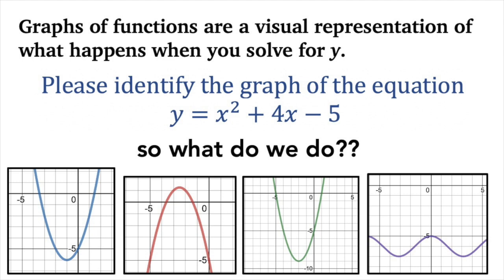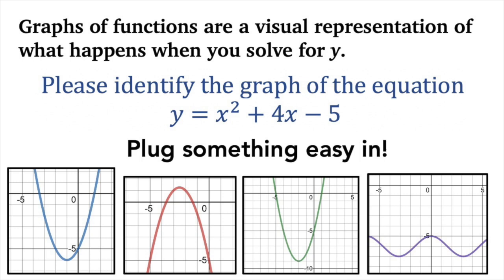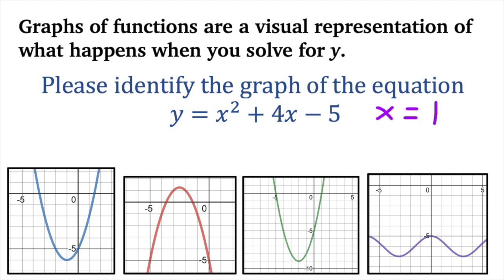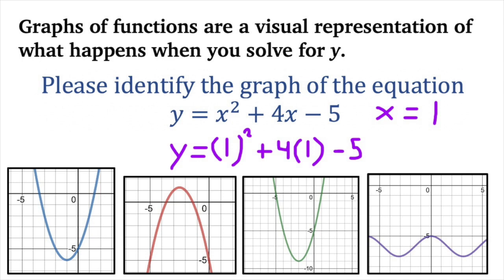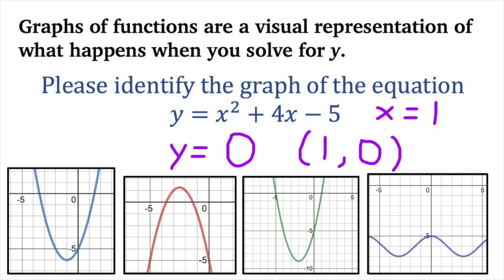Well, why don't we just plug something easy in? Like 1. All right. 1 squared plus 4 times 1 minus 5. 1 squared is 1. 4 times 1 is 4. 1 plus 4 minus 5 is 0. What that means is that the graph of that equation right there is going to have the point (1, 0) on it. It has to.